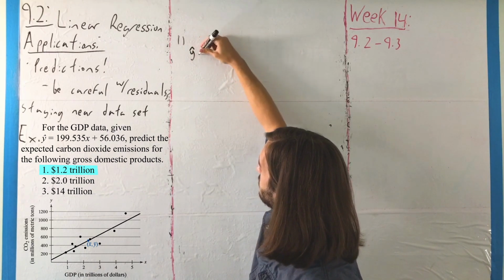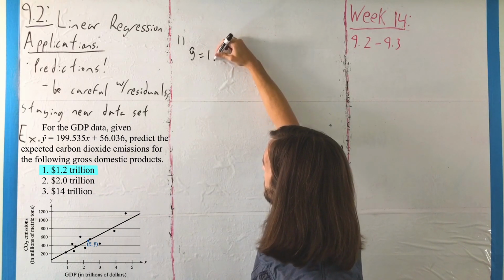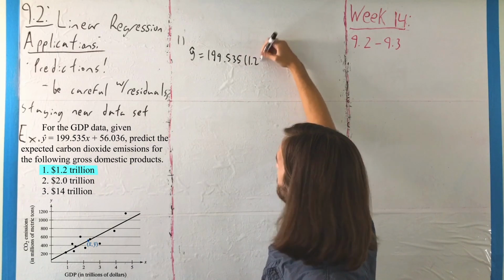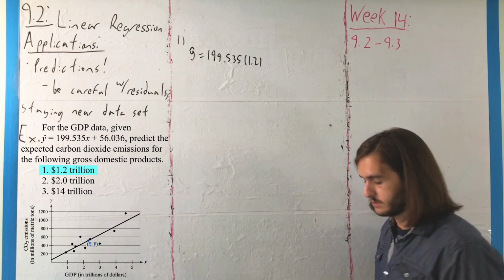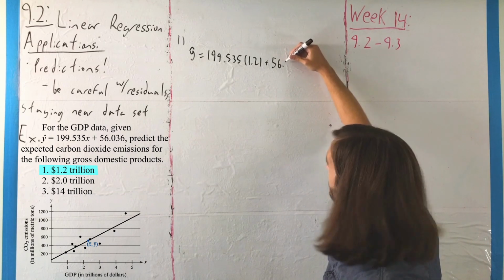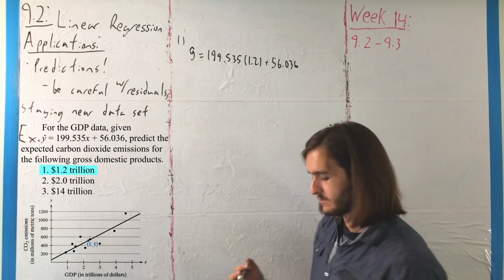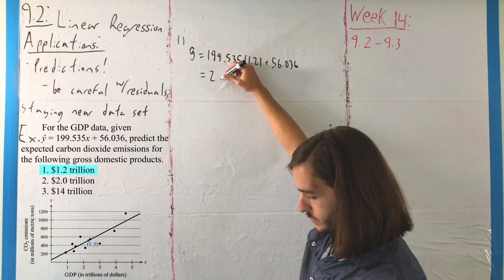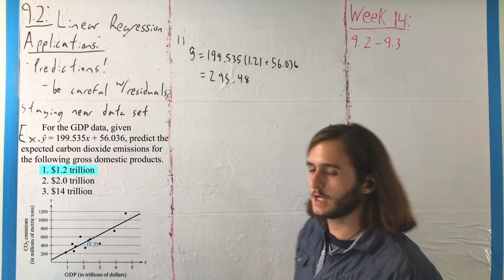To get the predicted value y hat at $1.2 trillion, you take that 199.535, multiply in the 1.2 for that x value we're trying to get the prediction around, and add that intercept value of 56.036, which is kind of like our baseline, our bottom that we're working with here, to get a prediction of 295.48 million metric tons, as it were.